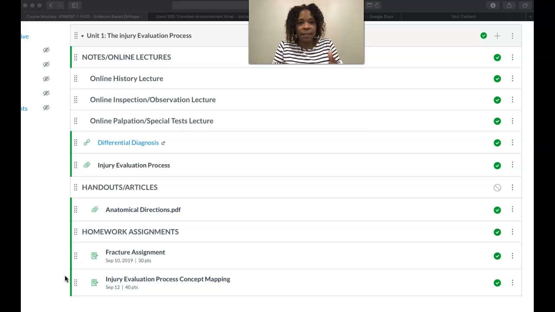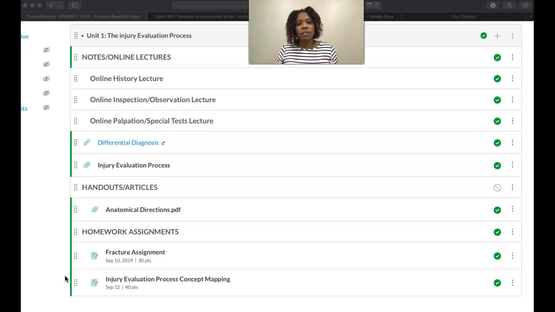And then last but not least, you have the all-encompassing assignment, which takes all of the items that you've learned in the online lectures and places it in one place. So this is the injury evaluation process concept mapping assignment, where you will walk me through conceptually what components are required in the injury evaluation process. And this will allow you to organize them in such a way that then it's easy to recall as you're going through your clinical practicum internship classes.